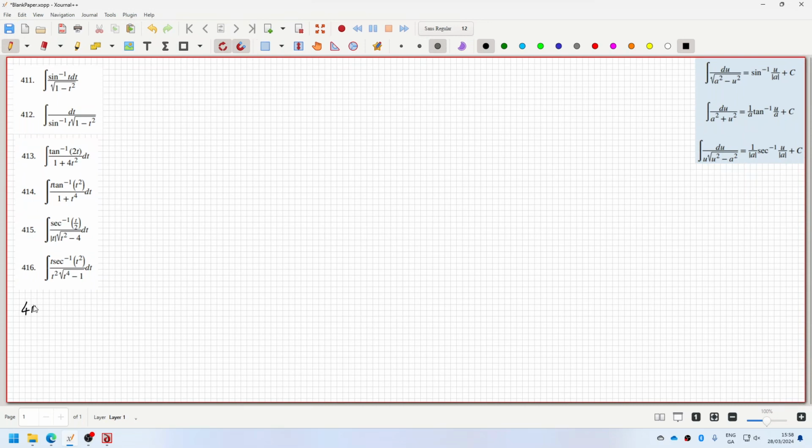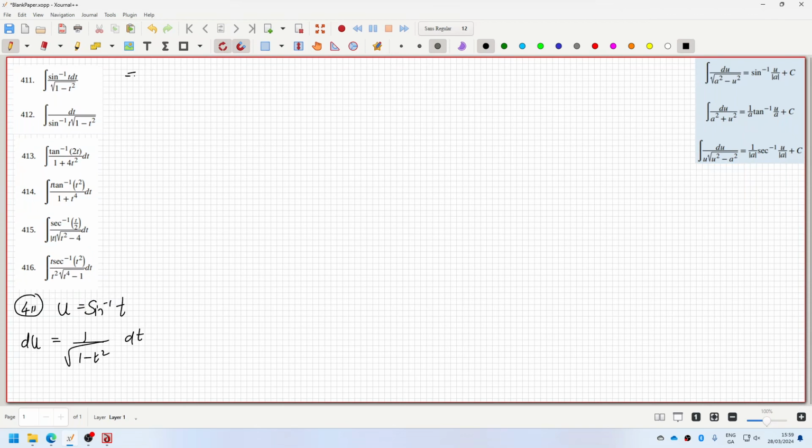For 11, that's an interesting one. We'll have to use a substitution. I think the substitution we want to go with is u equals sine inverse t, because then that means du would be the derivative, which would be actually 1 over root 1 minus t squared dt.